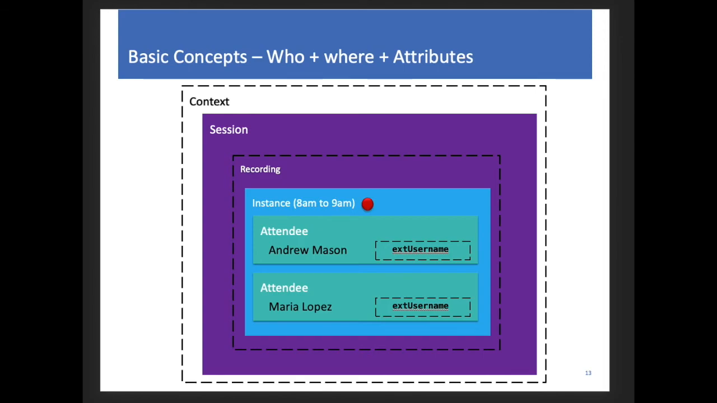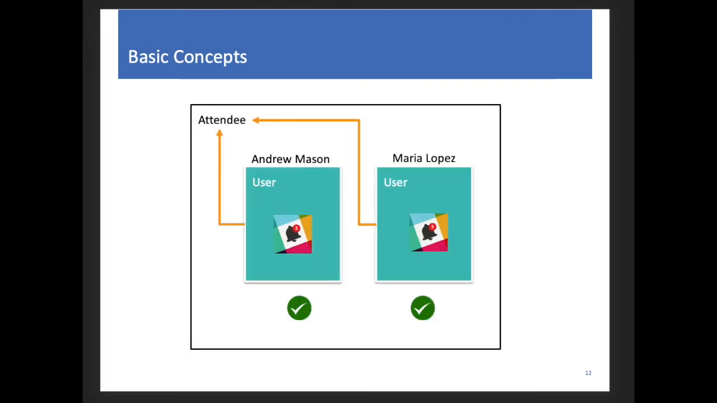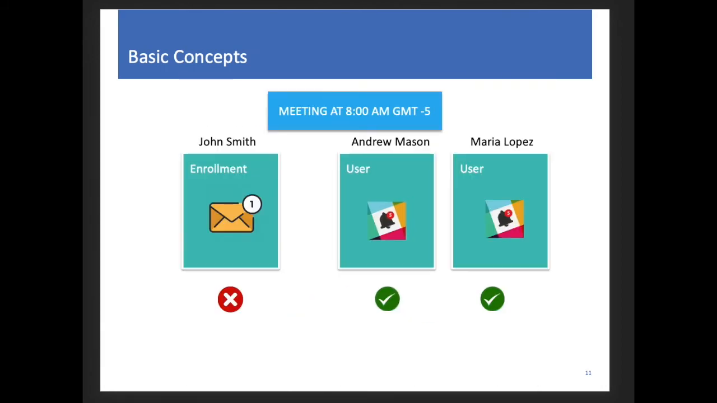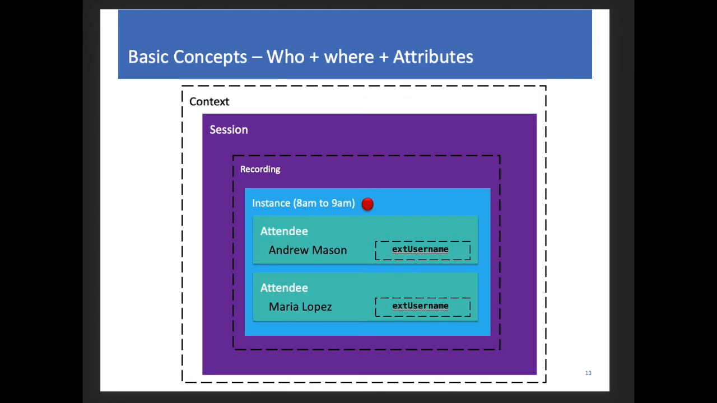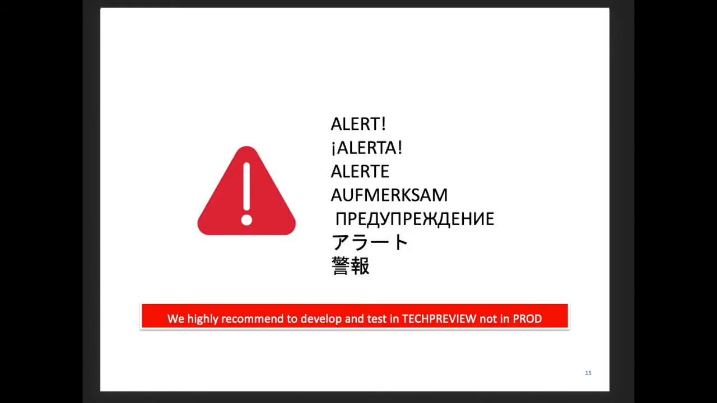So as I mentioned, Andrew Mason and Maria Lopez were users; they became attendees. If John Smith, from this example, attended the meeting, he will become as well an attendee. There is no difference there. Now, the instance is within a session, and the session is within a context, and the recording is just for the instance, and we already know about that part. And we also introduced the external username parameter, which is completely optional. This is the way that we relate people. Okay, this is very important.